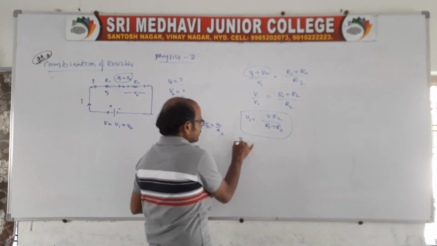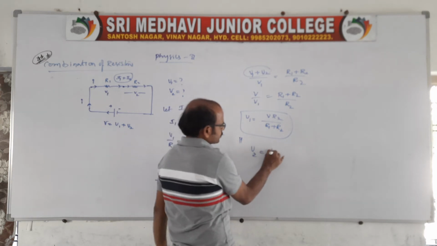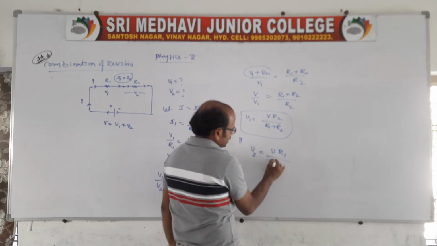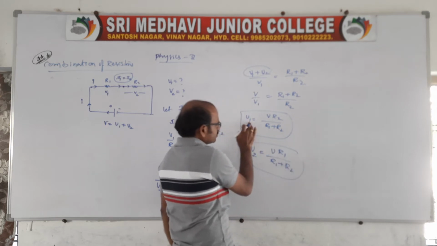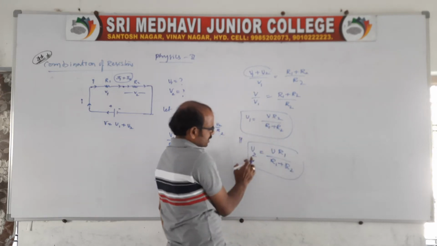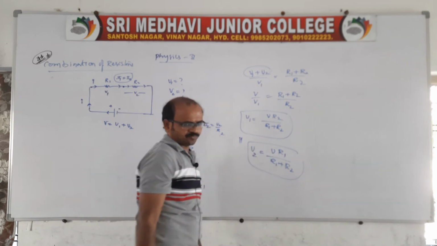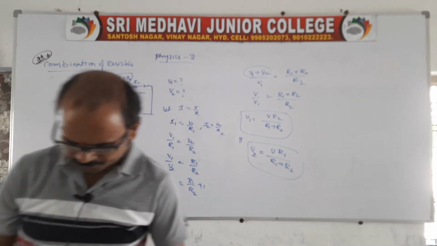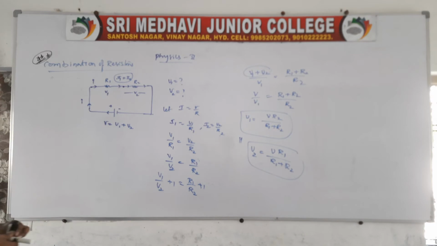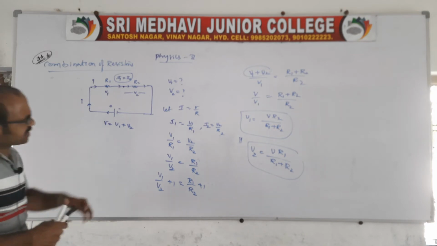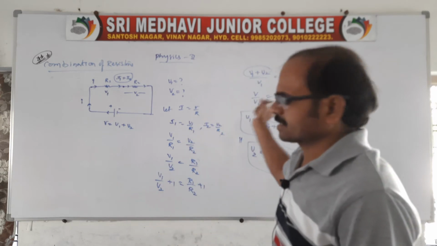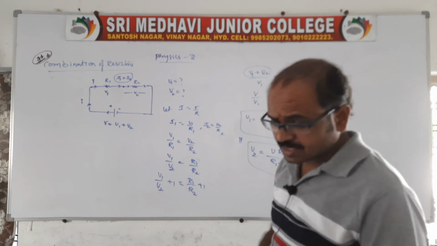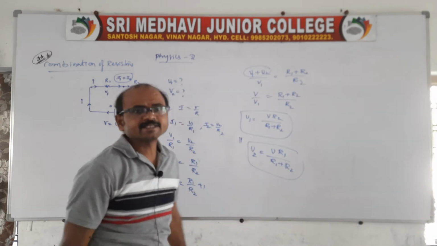Suppose in a similar way, V2 I need to write. So VR1 by R1 plus R2. That's all. Just you change a number. Here 1 is there, no? Resistor is 2. Here 2 is there, no? Resistor is 1. That's all. This is the method to get the potential differences. And for any number of resistors given, the method is to be like this. So this is the combination we can call the series combination.